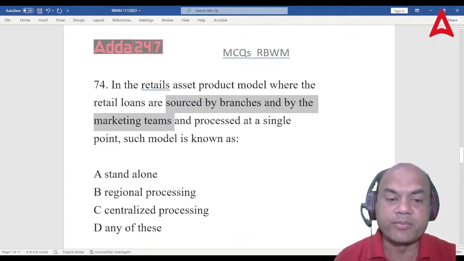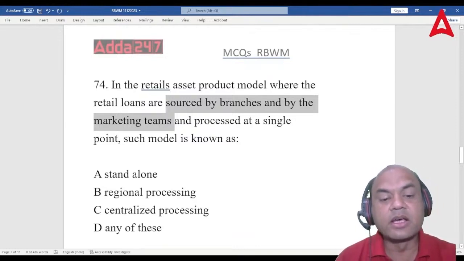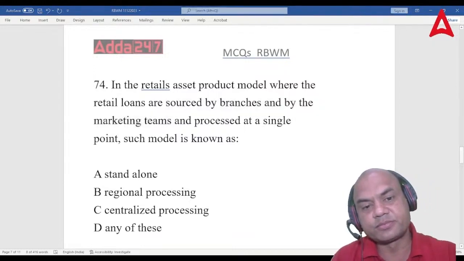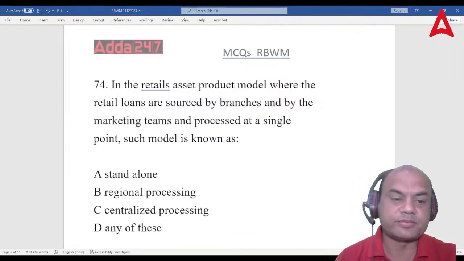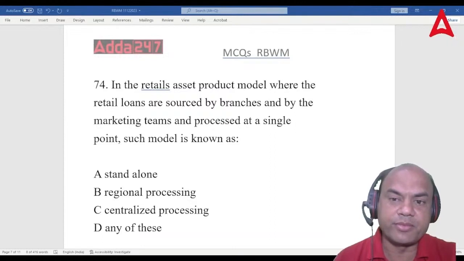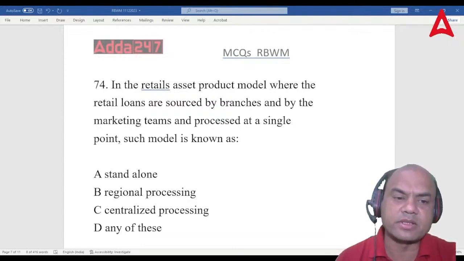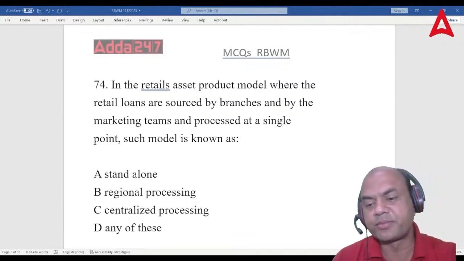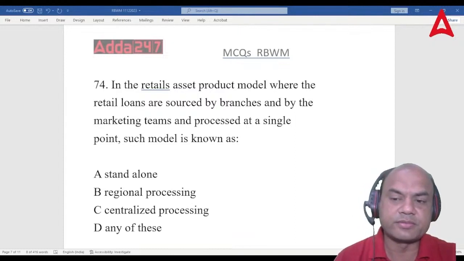So what is it called? Standalone, regional, centralized, or any of these? So what is the answer for this? All the branches are giving these documents, and they are processed at only one level. One processing center is there. So that is called as standalone, regional, centralized, or any of these. What do you think?